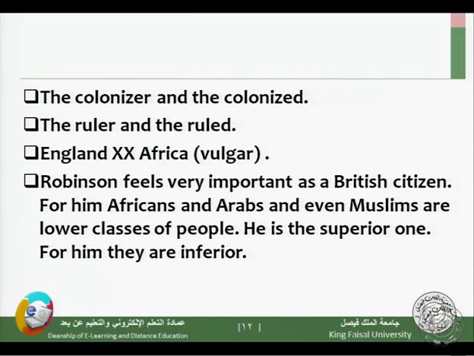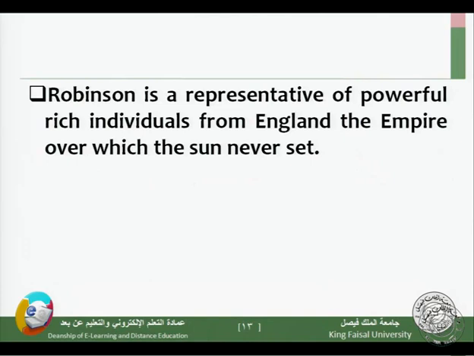For him, Africans and Arabs and even Muslims, and this is in the novel. I have not given you that word myself. It is in the novel. In the novel, the writer talks about Arabs and Muslims, and before them Africans, as lower classes of people, vulgar people. He is the superior one. For him, for Robinson, they are inferior. He is superior, they are inferior. And that is why I have given you that table, which you will see right now.